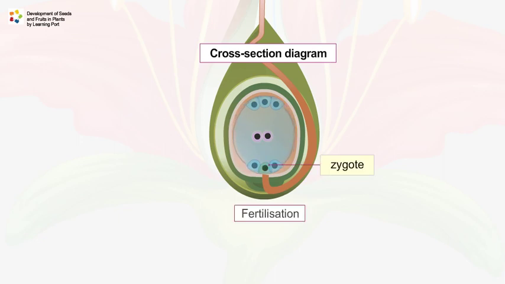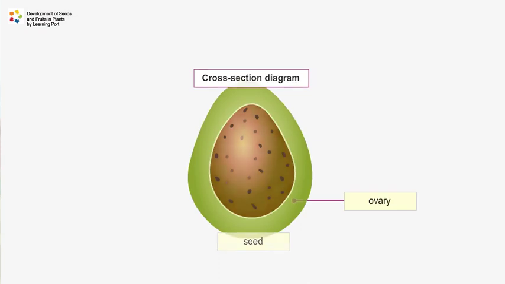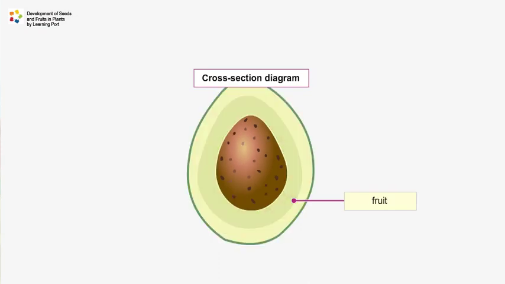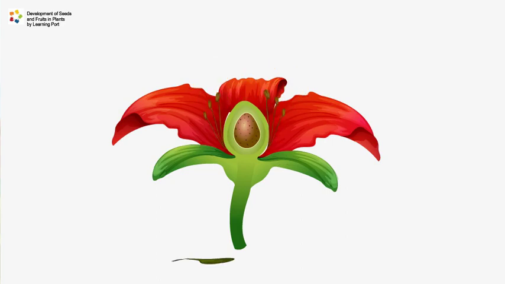In fertilization, the nucleus of the male gamete and the nucleus of the female gamete are fused together and grow inside the ovary to form an embryo. The ovule develops into a seed. The ovary develops into a fruit. The other parts of the flower will wither and fall."